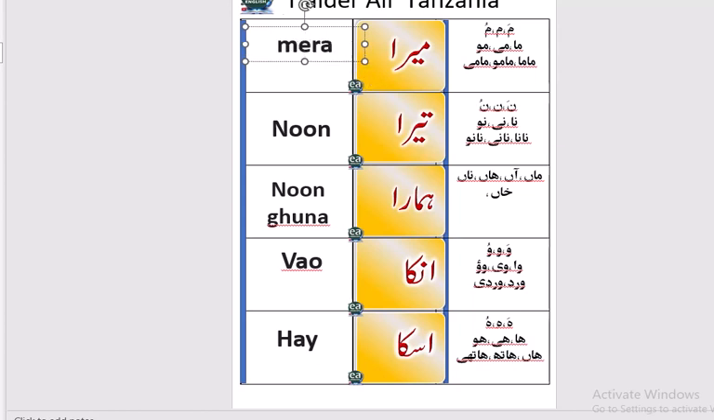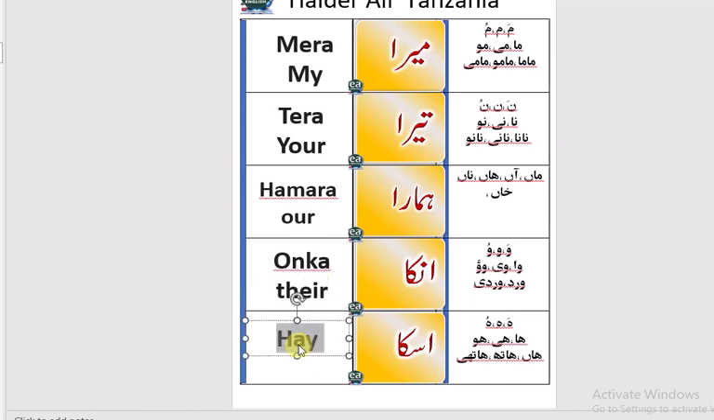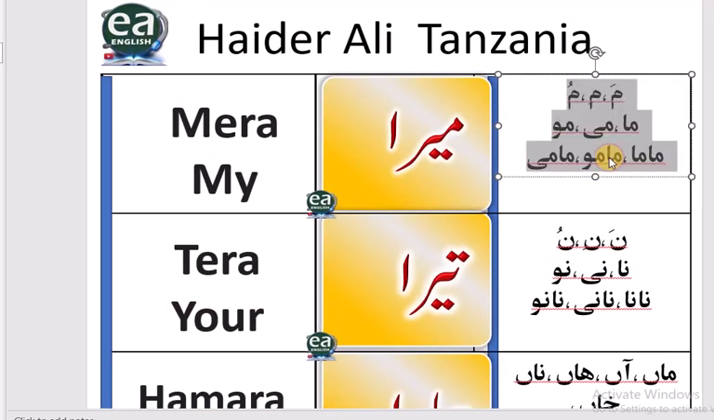This is mera, right, means my, belongs to me. Tera means your, belongs to you, right? Hamara means ours, belonging to us. Unka means? Belonging to them. And iska or uska, that means whether it is his or her, belonging to female or male. So I'm keeping still one cell for you to write an example sentence.